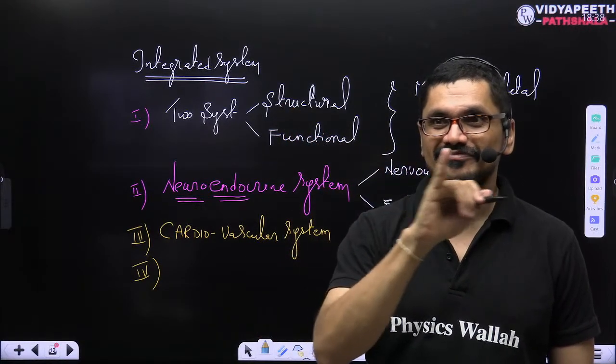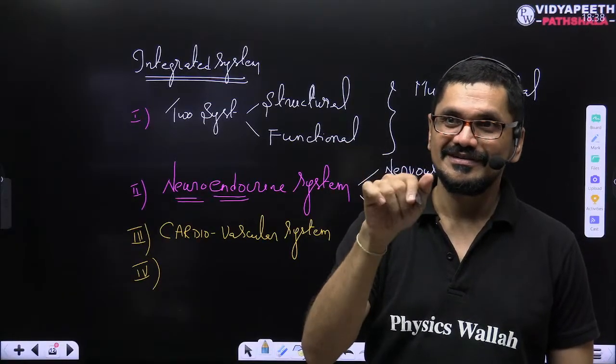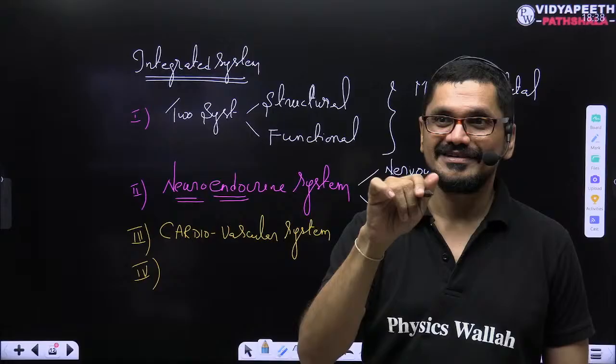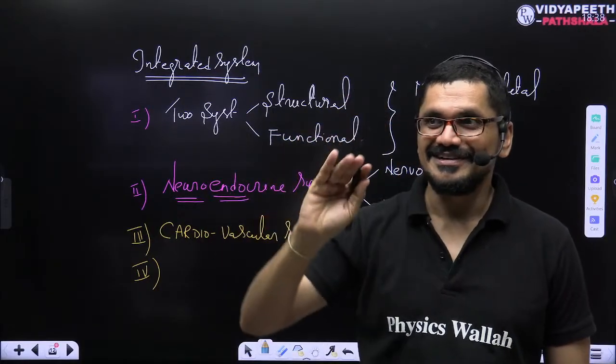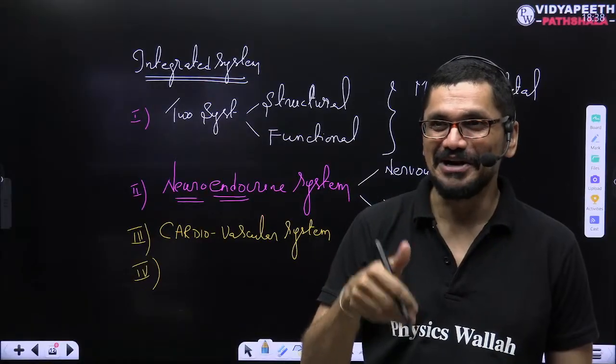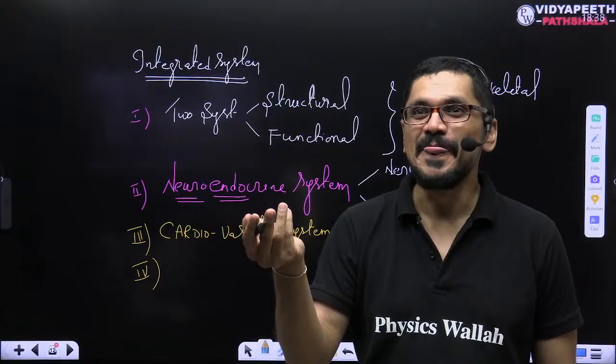Sir, excretory system. Related to? Sir, excretion. Excretory system is related to excretion only, but it is related to? Sir, absorption of blood.